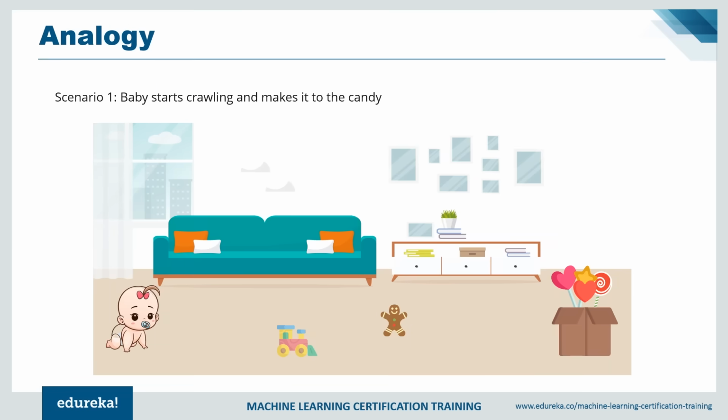So consider a scenario wherein a baby is learning how to walk. Now, this scenario can go in two ways. First, the baby starts walking and makes it to the candy. Now, since the candy is the end goal, the baby is happy, it's positive. The baby is happy, positive reward.